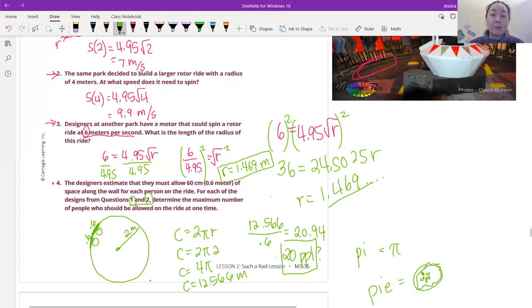So we can only fit 20 people in there. We'll have a little bit of leftover, so maybe that'll be just spaces in between. I don't know. But yeah, the max number of people is 20 people.